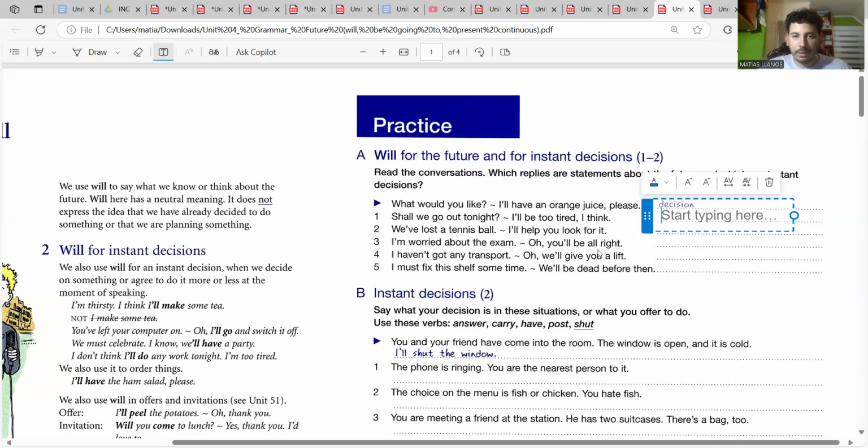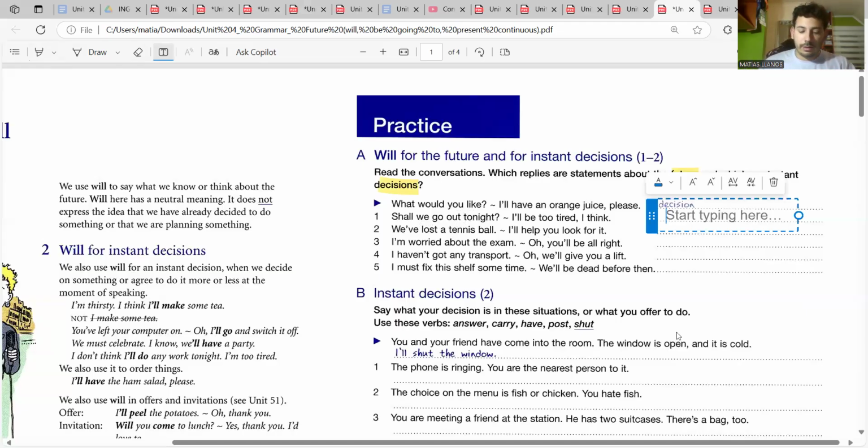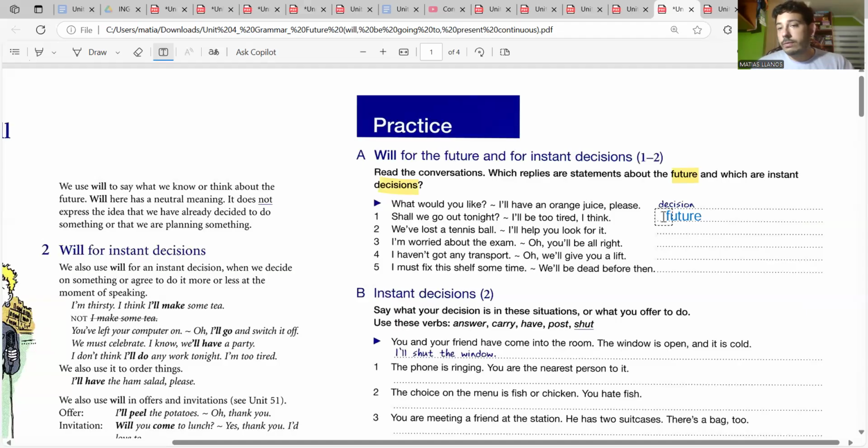For example, future and decision. Okay. So, what would you like? I'll have an orange juice, please. That's a decision. Shall we go out tonight? I'll be too tired, I think. By saying I think, I'll be too tired, it's a future statement. Why? Because it's not a decision that he's making.